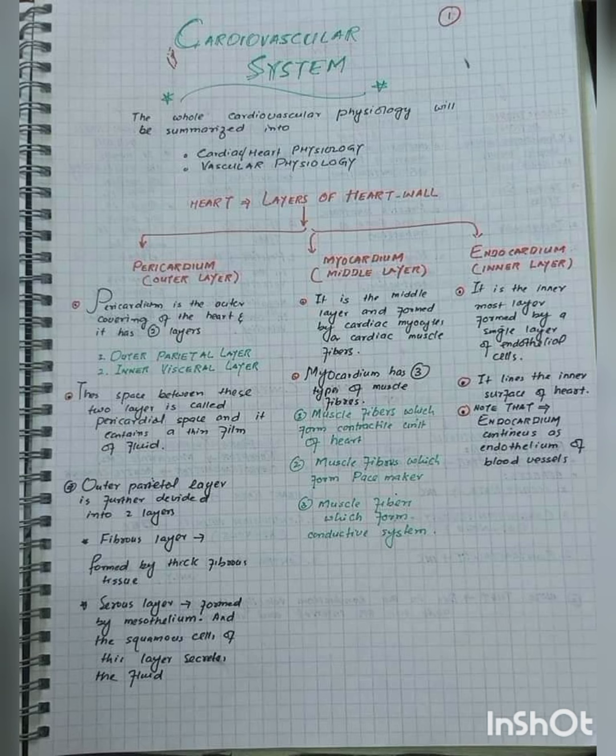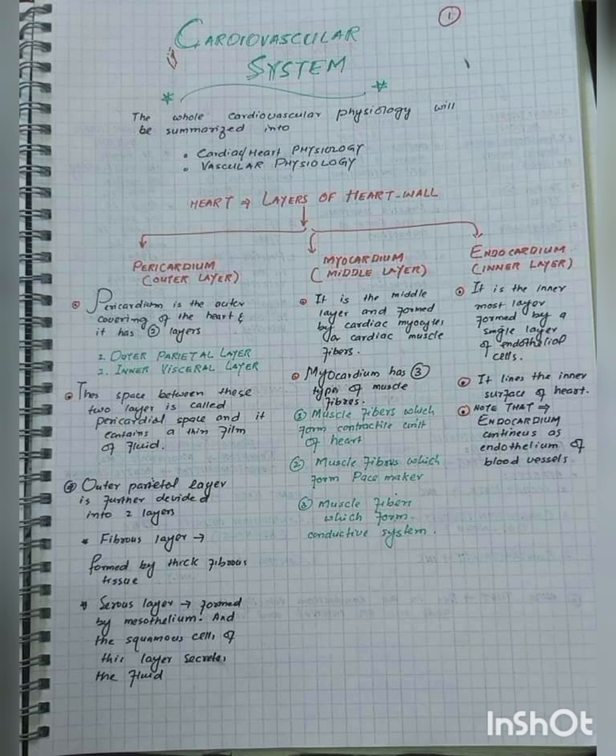Now the outer parietal layer is further divided into two layers: a fibrous layer formed by thick fibrous tissue, and a serous layer formed by mesothelium and squamous cells. Now the second, middle layer, myocardium. It is formed by cardiac myocytes or cardiac muscle fibers.